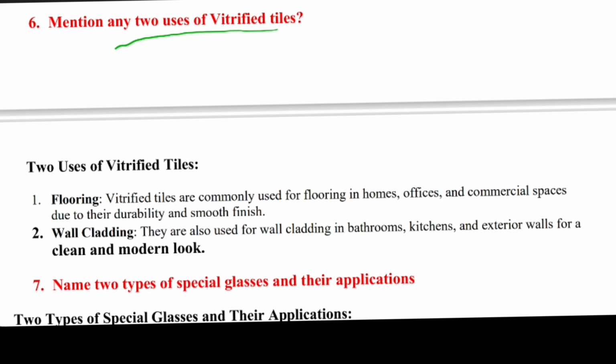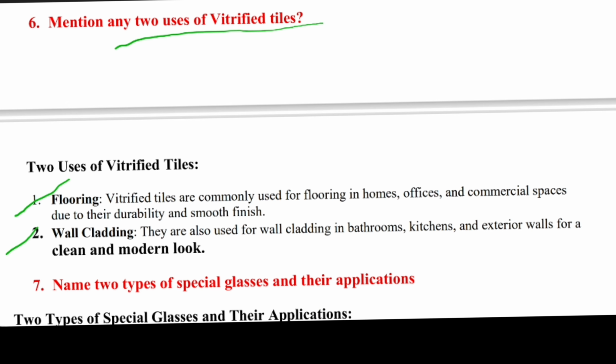Next is, mention any two uses of vitrified tiles. Everybody knows tiles, we can use them for home flooring and all. We can use them for flooring and we can use them for wall cladding. Nowadays they are using tiles for claddings, meaning on walls they are going to use vitrified tiles.